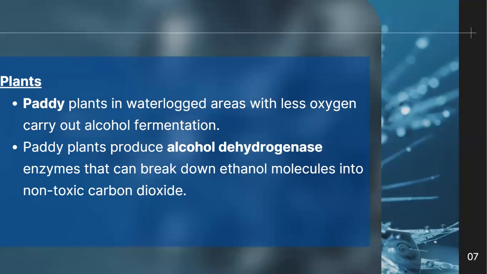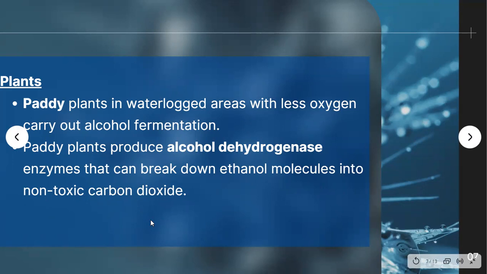All right, the next example of alcohol fermentation is in plants, but not in all plants, okay? A very good example is paddy plants, because paddy plants grow in waterlogged areas with very little oxygen. So they carry out alcohol fermentation. This alcohol, as you know, is a toxic substance for most plants, but the alcohol is not toxic to paddy plants. That's why they can carry out alcohol fermentation. The paddy plants produce an enzyme named alcohol dehydrogenase. This enzyme breaks down the alcohol or ethanol molecules into non-toxic carbon dioxide.